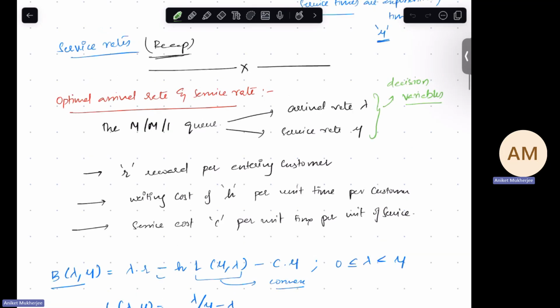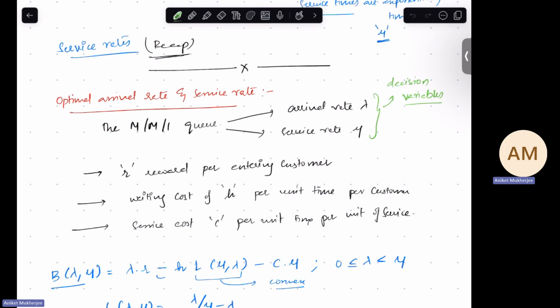Next, we fixed the service rate, and then we decided what the arrival rate should be so that the waiting time is minimized and the number of customers that have been served is maximized. You have a reward for getting served, so that is maximized.